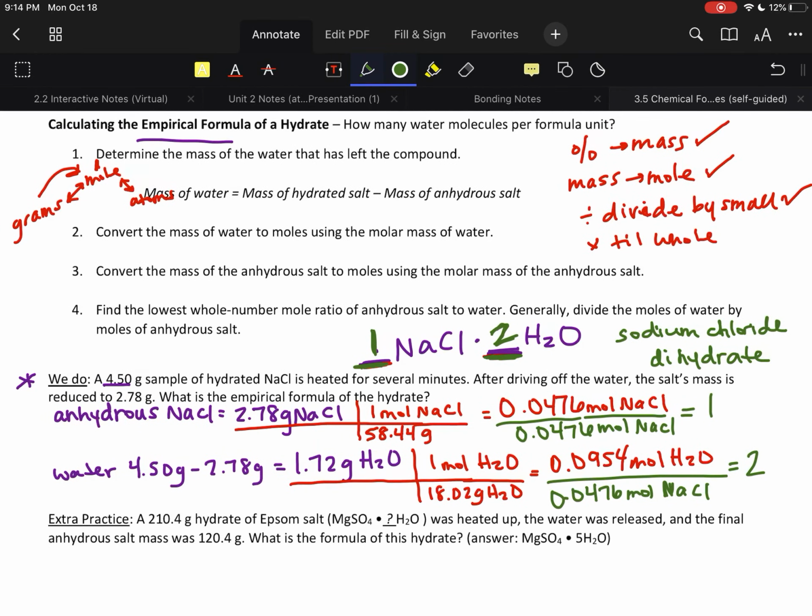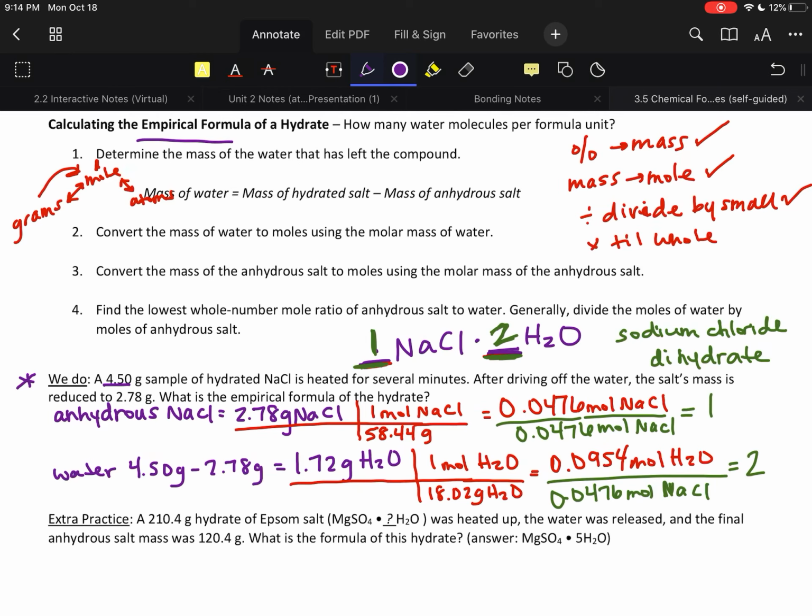If you want to, I will work this last one in this video, this extra practice. I suggest that you pause or stop the video and try it yourself, and then come back and watch me work it, or if you don't get the right answer. If you don't get the answer the first time, or if you want to see one more example, you can watch this one. I'm just going to work through it step by step.